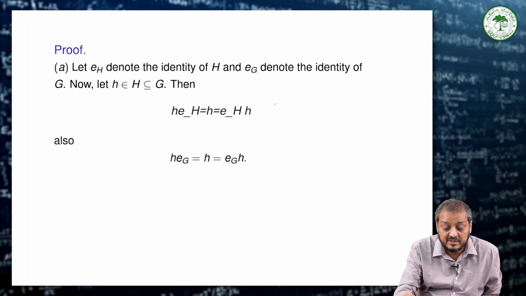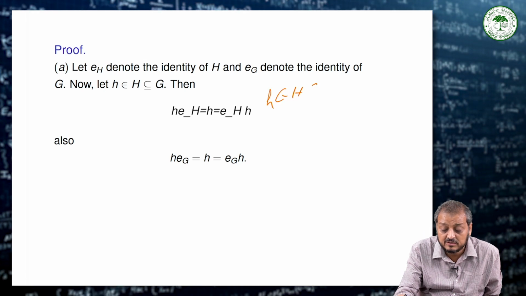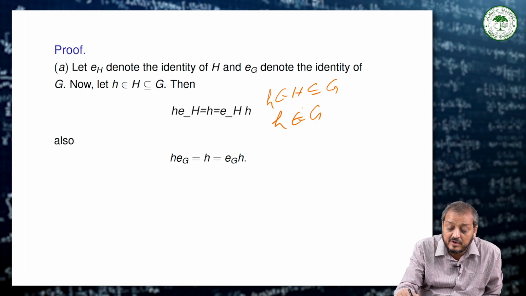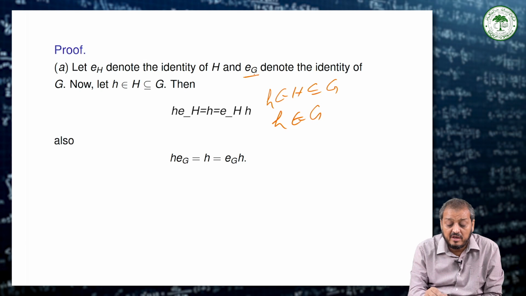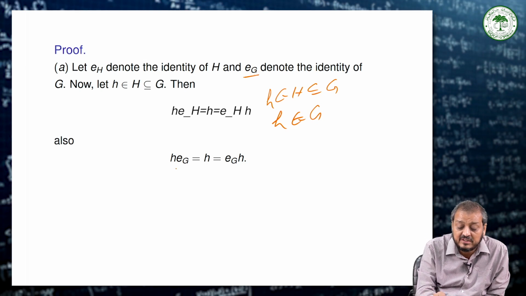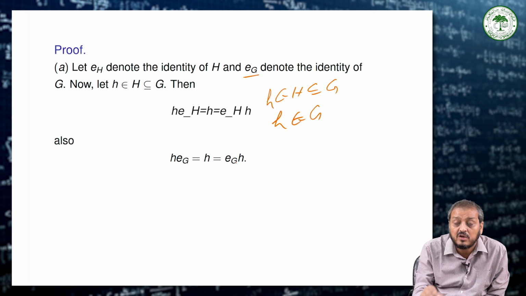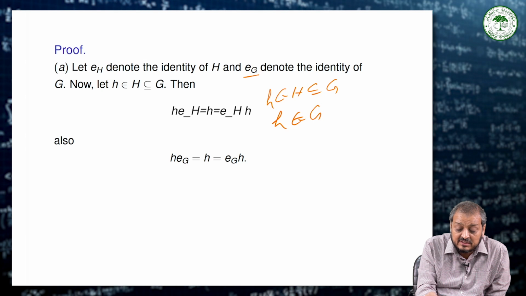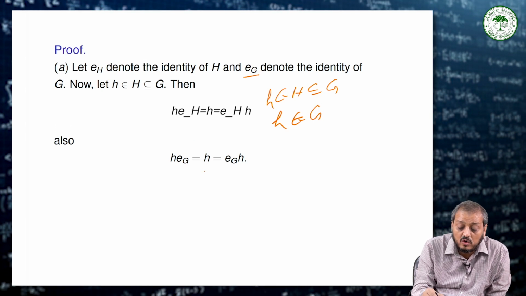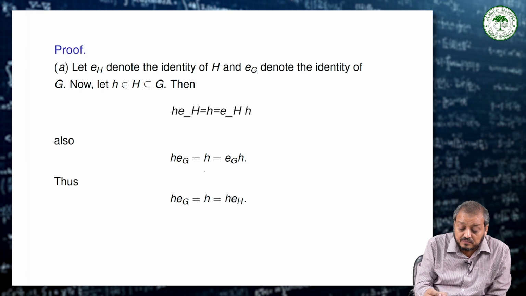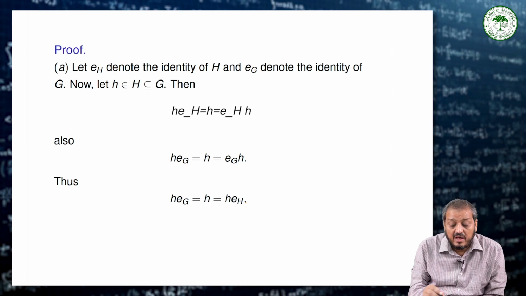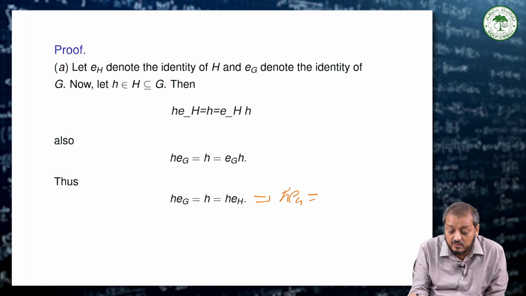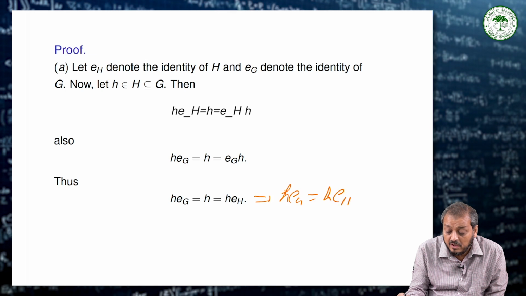So clearly, because h is an element of H, a subset of G, h is also an element of G. If h is an element of G and e_G is the identity element, then by the definition of identity again, h e_G is equal to h is equal to e_G h. So now h e_H is equal to h and h e_G is equal to h, so we can simply say that h e_G is equal to h e_H.